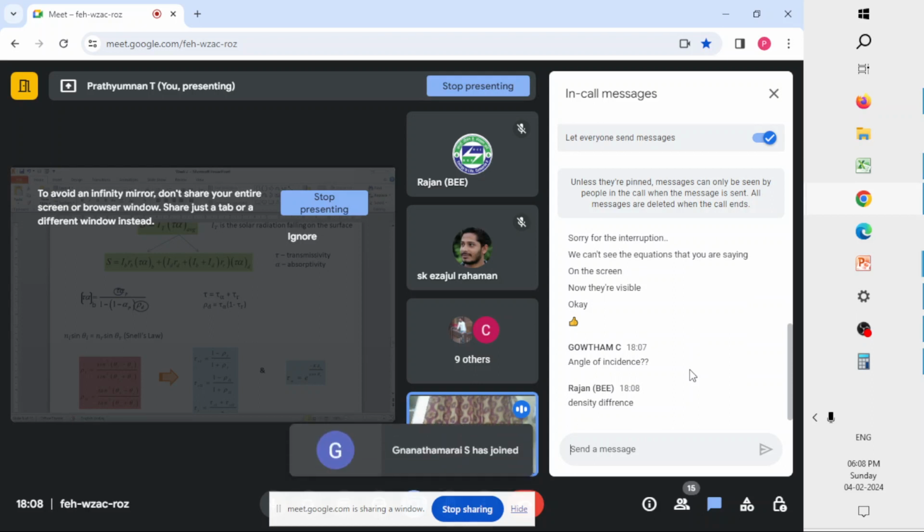Yeah, actually it is due to the density difference. But I want a more specific answer. It is due to density difference, that is true, but more specifically, why does the light refract due to the density difference? What is the parameter that changes?